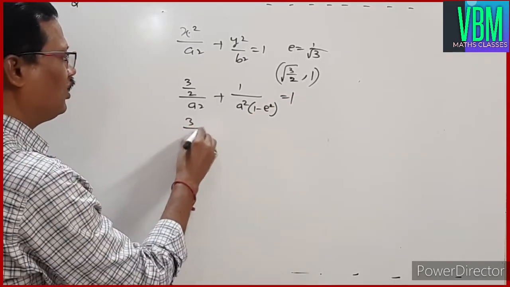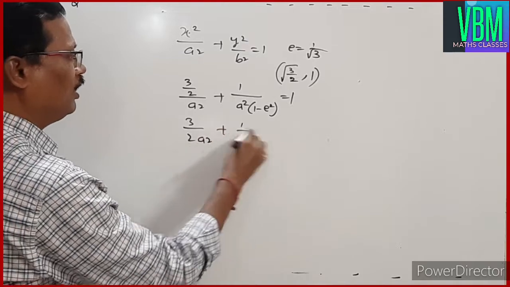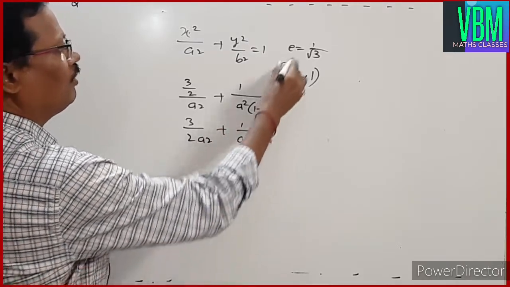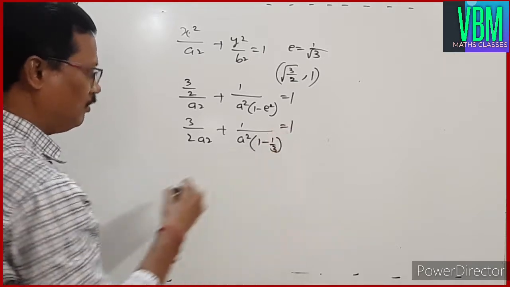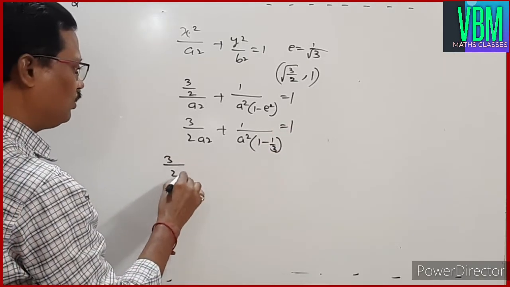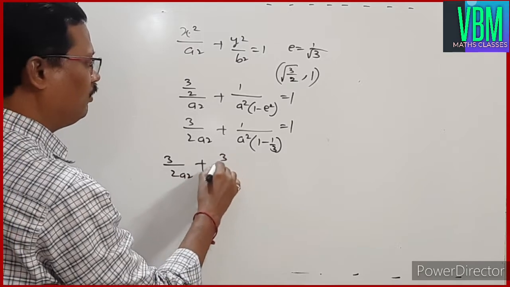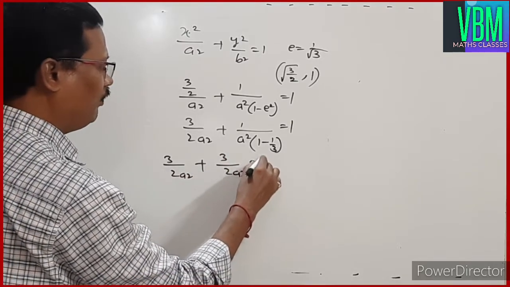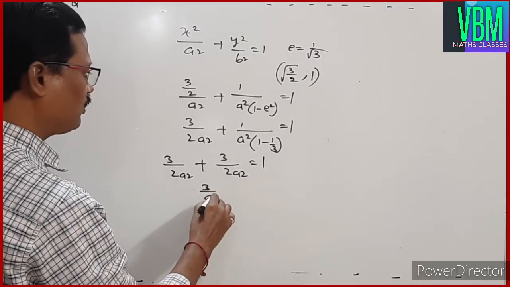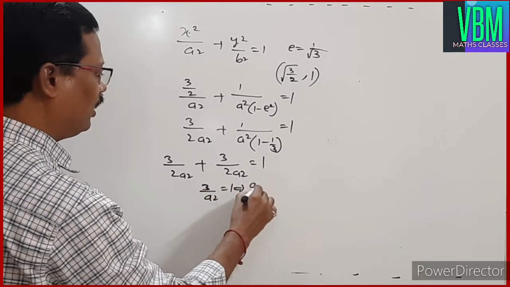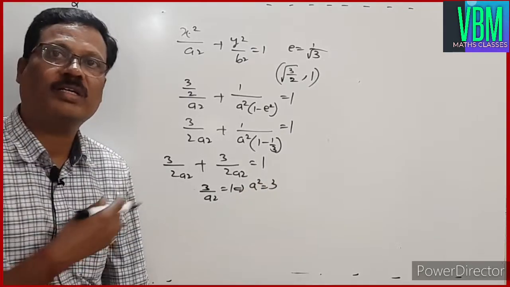So we get 3 by 2a square plus 1 by a square into (1 minus 1 by 3) equals 1. That gives 3 by 2a square plus 3 by 2a square, so 3 by a square is equal to 1. Therefore a square is equal to 3.